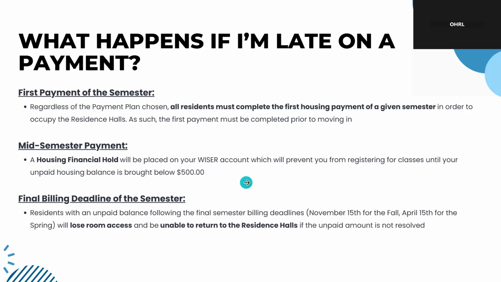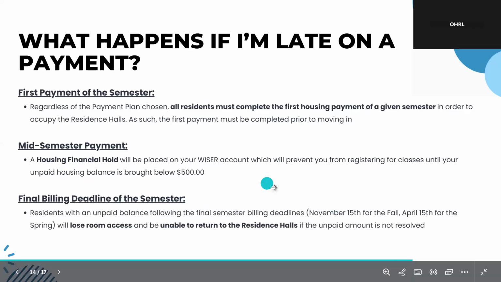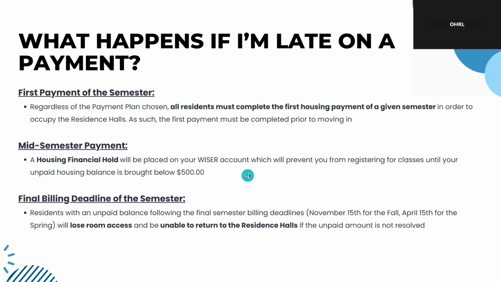Let's say you have a late payment by the final billing deadline of the semester. This is the one to avoid if you can, just because, again, you know how much you pay. This is why you're here. If you have an unpaid balance following the final semester billing deadlines, again, that's November 15th for the fall, April 15th for the spring, you would lose access to your room and be unable to return to the residence halls if the unpaid amount is not resolved.